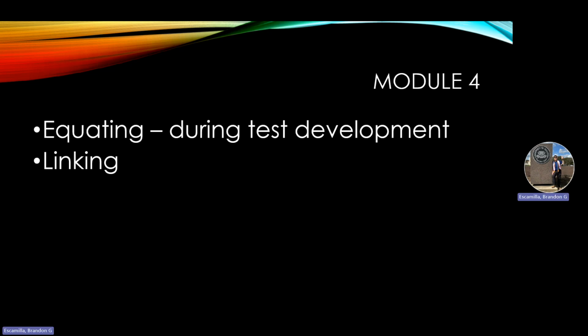This moves us right along to the next part of my presentation, where equating typically happens during the test development and involves multiple forms of the same construct being designed and tested with the same or similar population or sample. Linking is simply pairing two scores with no explanation or reasoning behind why they are paired. An example of this is SAT and ACT scores.